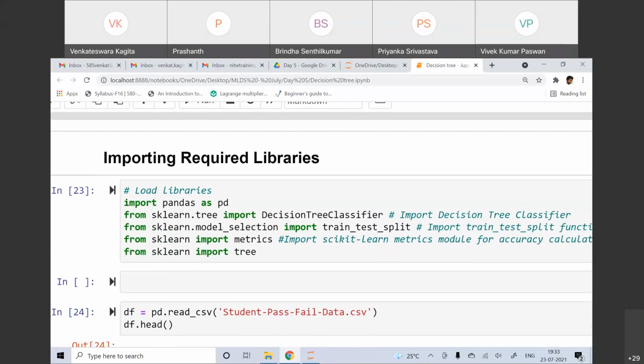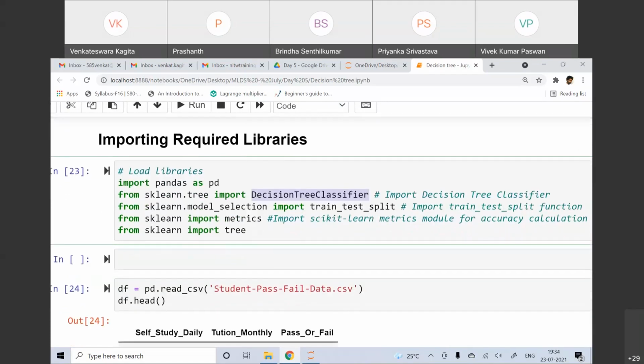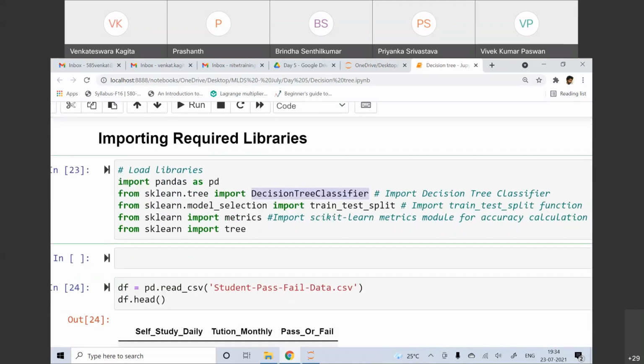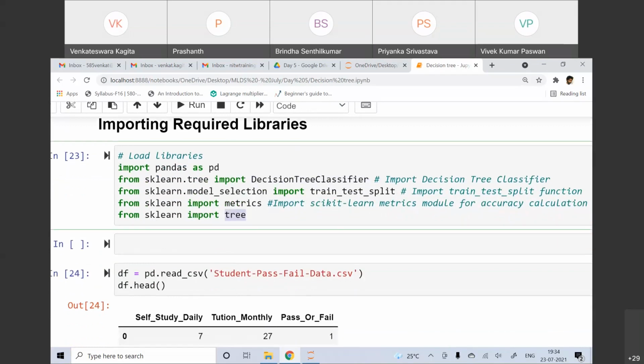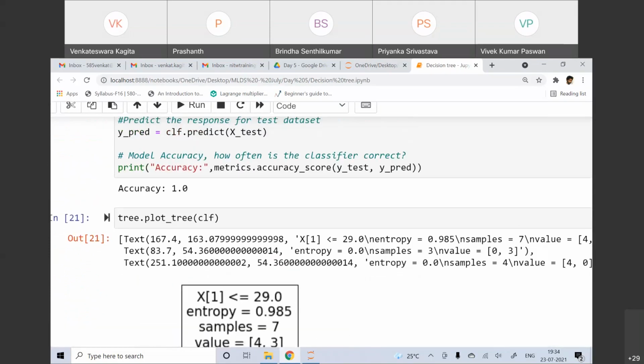So this is importing the required libraries. This is the model, DecisionTreeClassifier from sklearn.tree. Rest of the things I call metrics. This tree also I'm importing. I need not import the whole tree module. I just want to plot the tree, how it looks like, so I can directly import the function plot_tree. You need not import the whole thing.